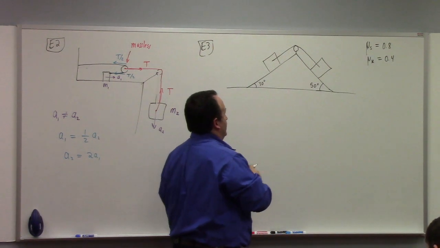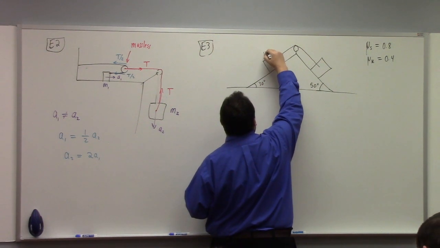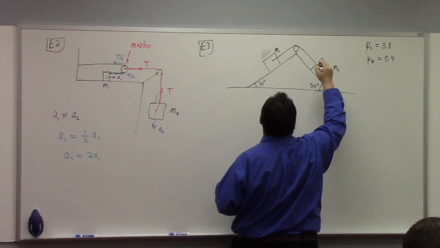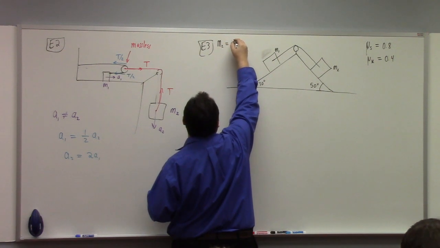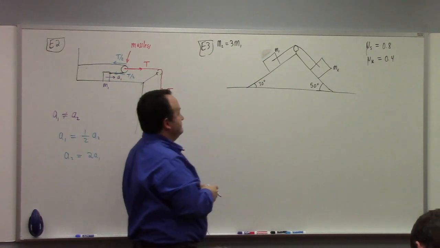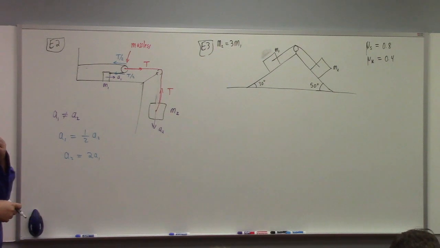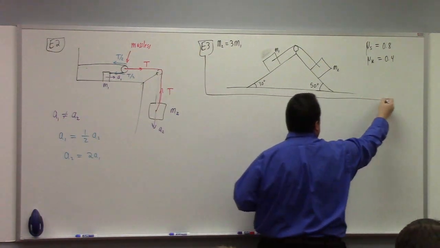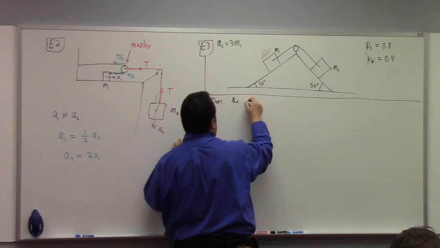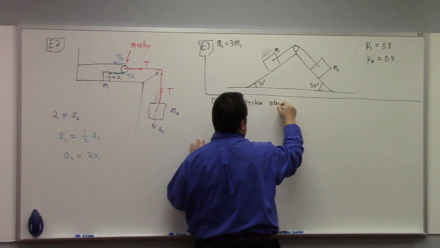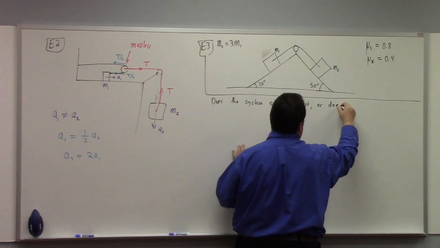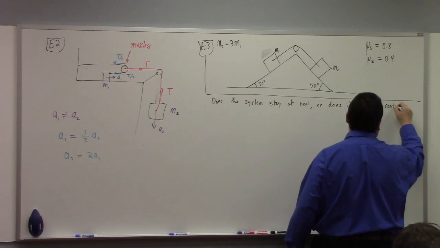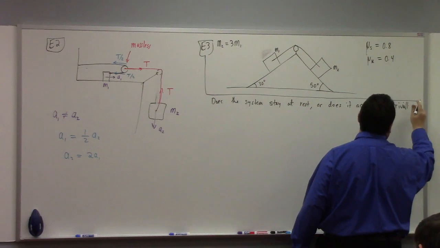All right, and let's say that this is M1. I always regret writing. M1 is here and M2 is over here, okay? And let's suppose that M2 is equal to 3 times M1. Then my question is this. Does it move? Or does it stay put? That's the setup. Does the system stay at rest? Or does it accelerate non-trivially? Which is just a fancy math term for saying not zero.